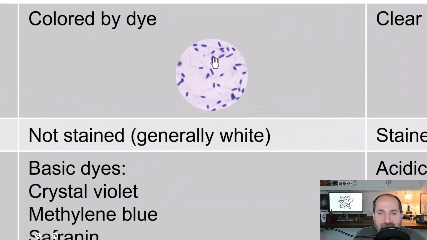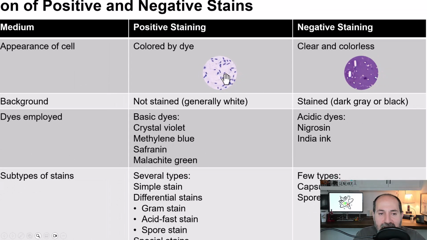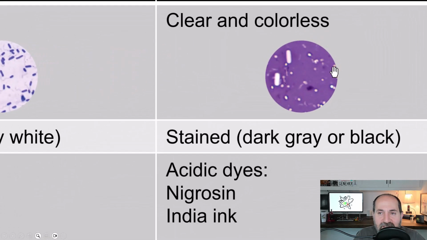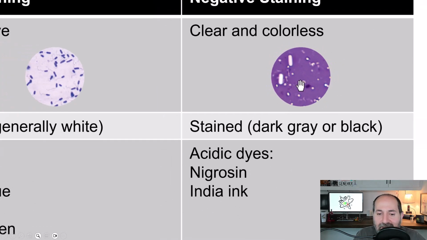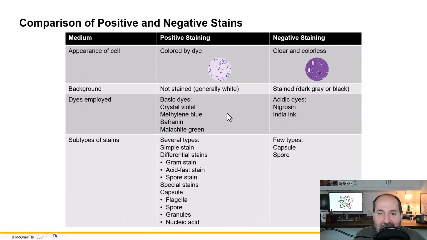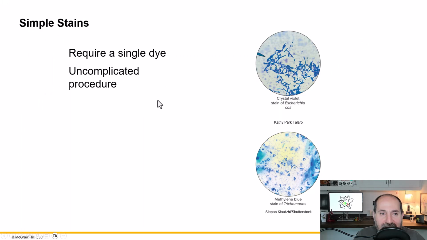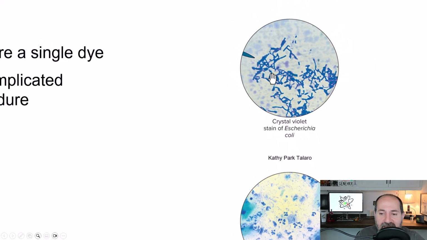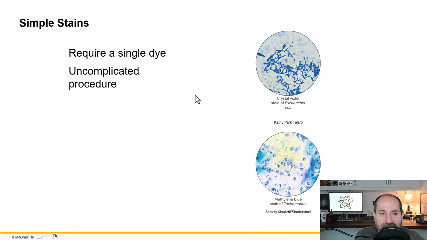We did this in the lab. Remember, we saw positive simple staining with basic dyes such as crystal violet, methylene blue, safranin, malachite green. However, with negative dyes, or I should say acidic dyes, we stain the background. And remember, we used India ink as an example. Okay, simple staining. What does simple staining allow us to do? You should know that simple staining allows us to figure out the bacterial shape and arrangement, right? That's what simple staining is good for, shape and arrangement.